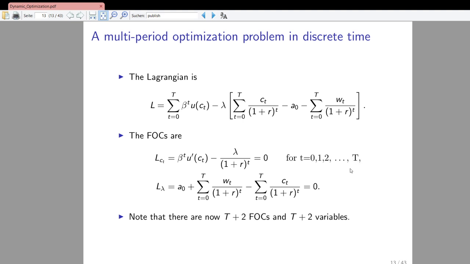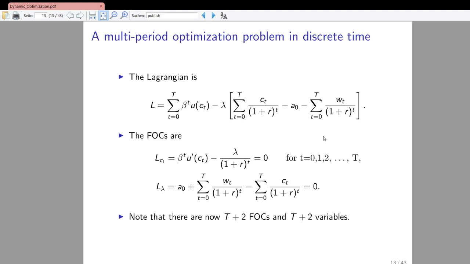And this gives us uppercase T plus 1 necessary first order conditions for the derivatives with respect to consumption. And then we have also the derivative of the Lagrangian with respect to the Lagrange multiplier, which replicates the budget constraint. So altogether, we would have uppercase T plus 2 first order conditions to solve for the uppercase T plus 2 variables, namely consumption from time 0 to time uppercase T. These are T plus 1 variables, and then the Lagrange multiplier, which is the last variable, such that we have T plus 2 variables overall.